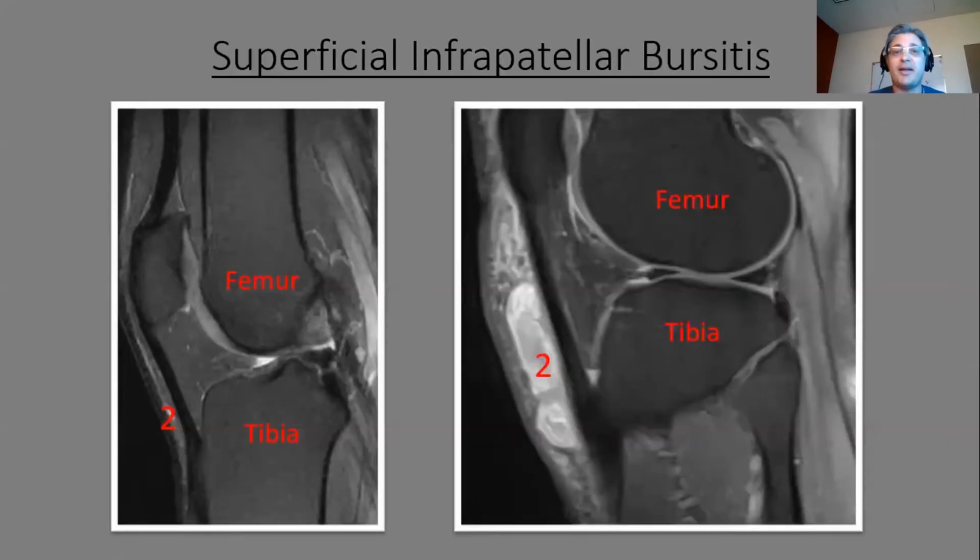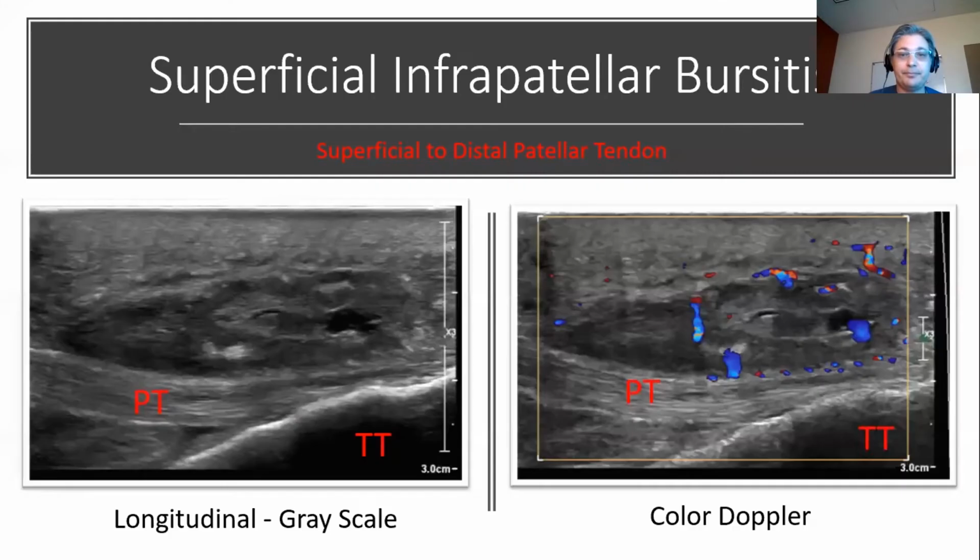And a nice MRI example. Again, I want you to be oriented anatomically, comfortable with the anatomy of these bursae. We have our patella here with our patellar tendon coming down to attach to the tibial tuberosity, with a soft tissue mass in the subcutaneous soft tissues, superficial to the distal patellar tendon. We know that this is the anatomic location of the superficial infrapatellar bursa.